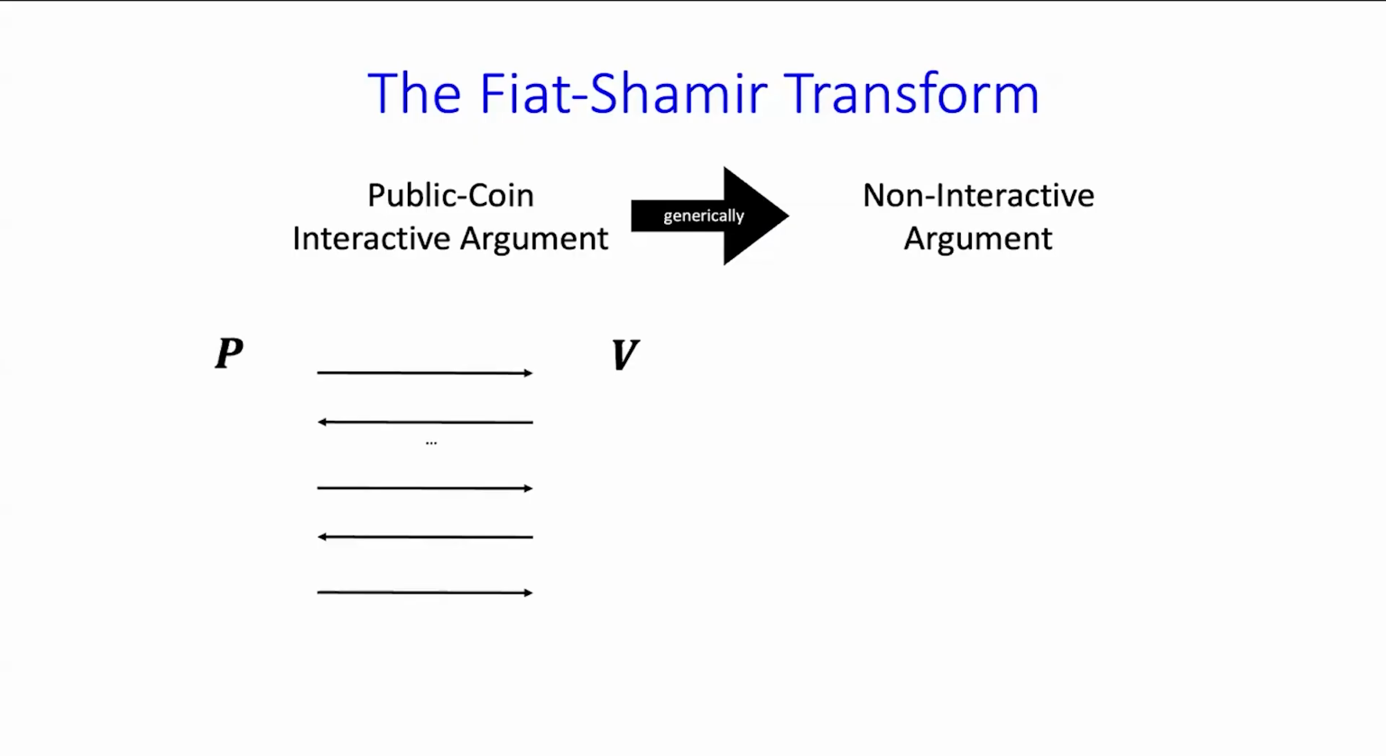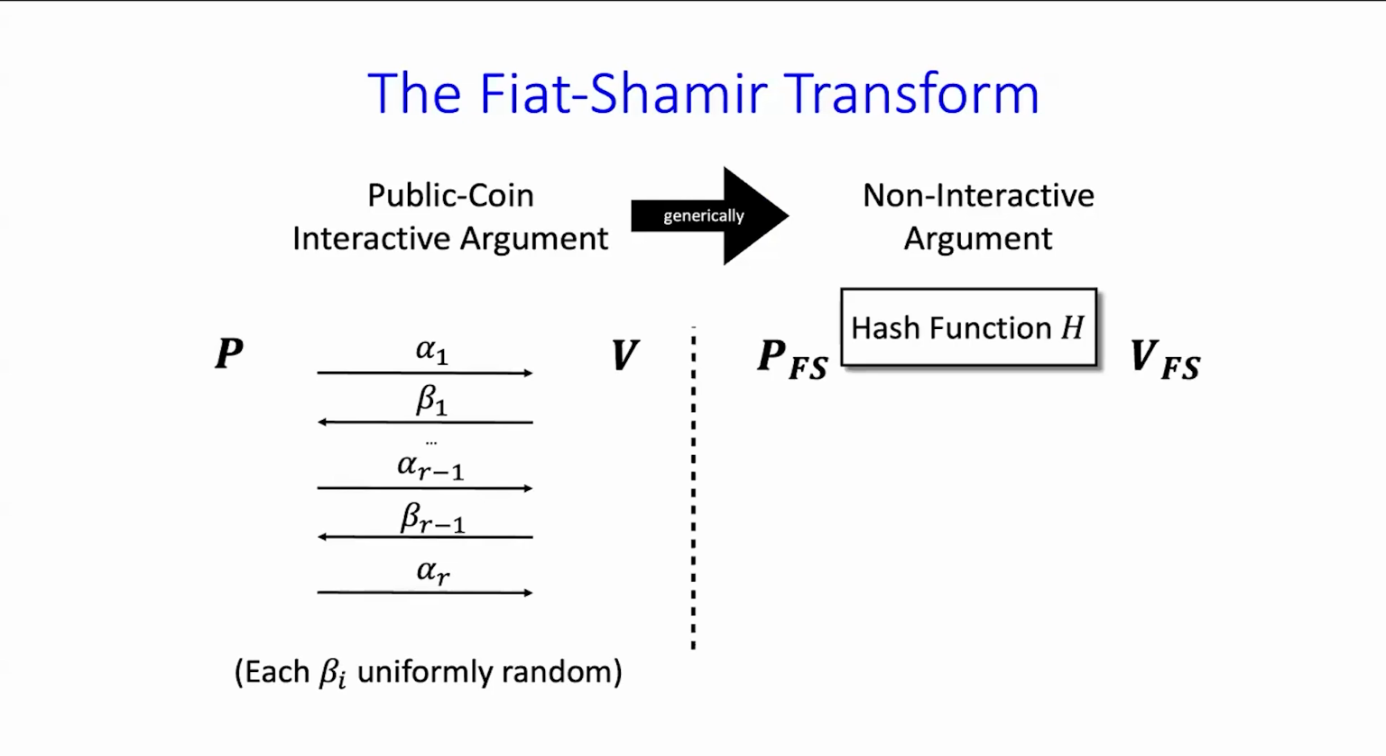So how does it work? What's the magic? Well, we start off with our interactive protocol. We have P talking to V. I'll denote the prover messages by alpha, and the verifier challenges, which we recall are just random coins, by beta. And we transform it as follows. We have a new proof system, P_FS, V_FS. To do it, we're going to be using a hash function, H.